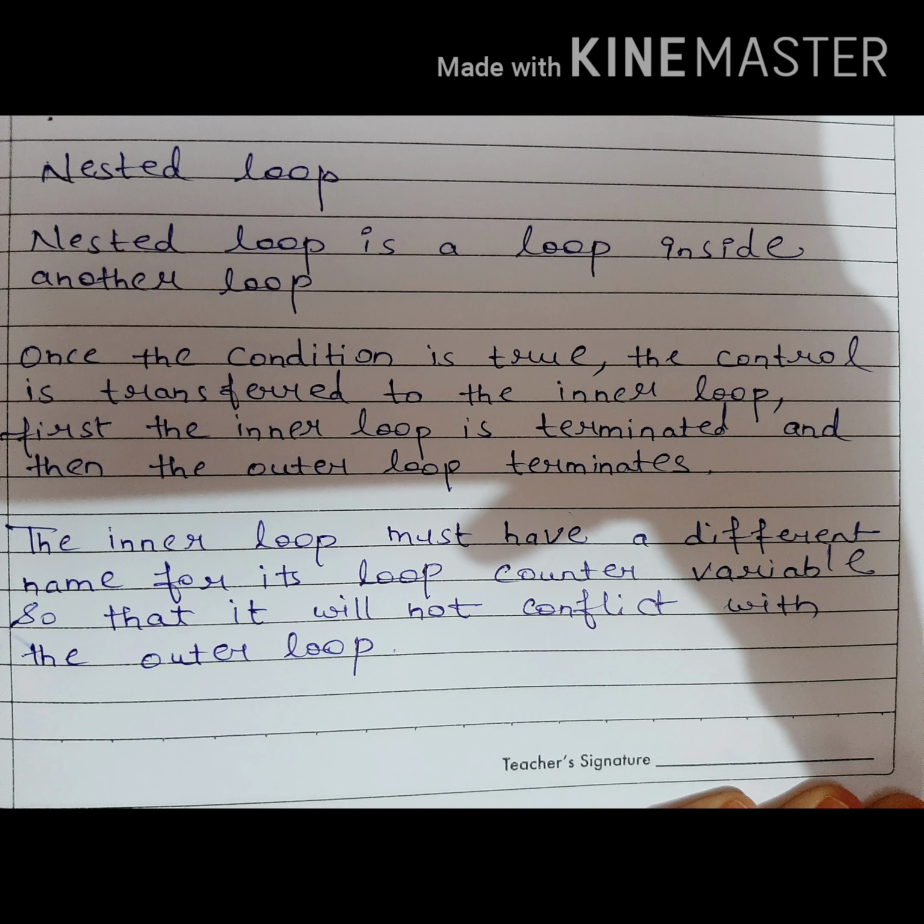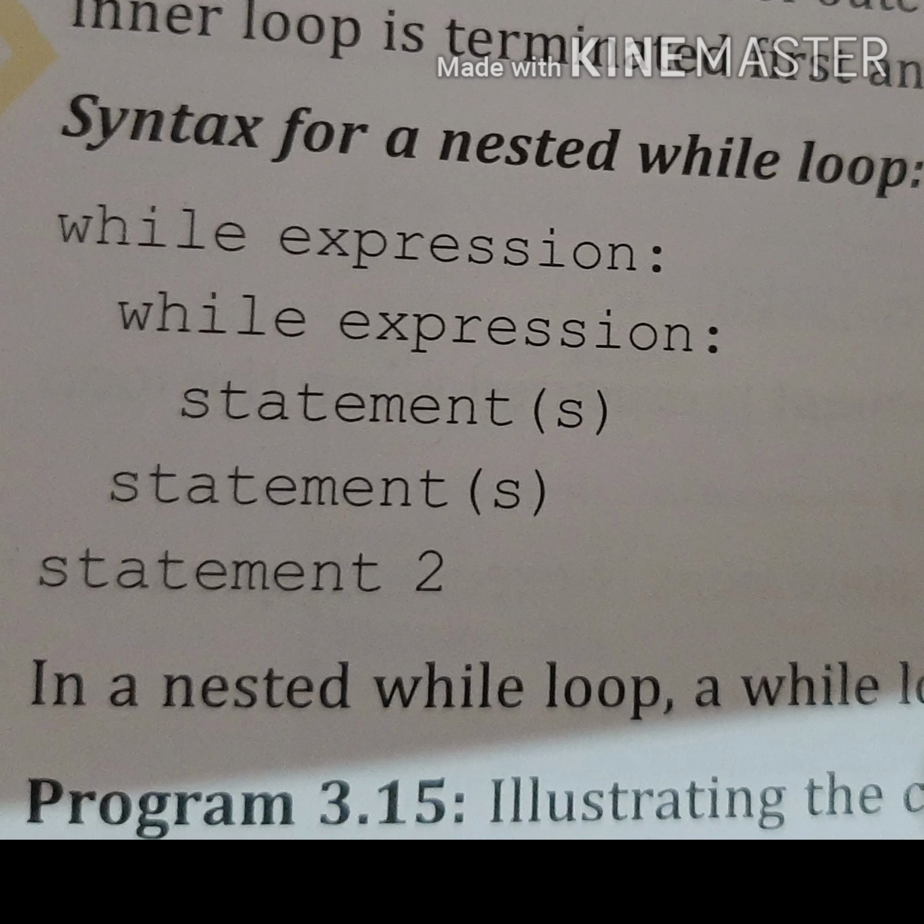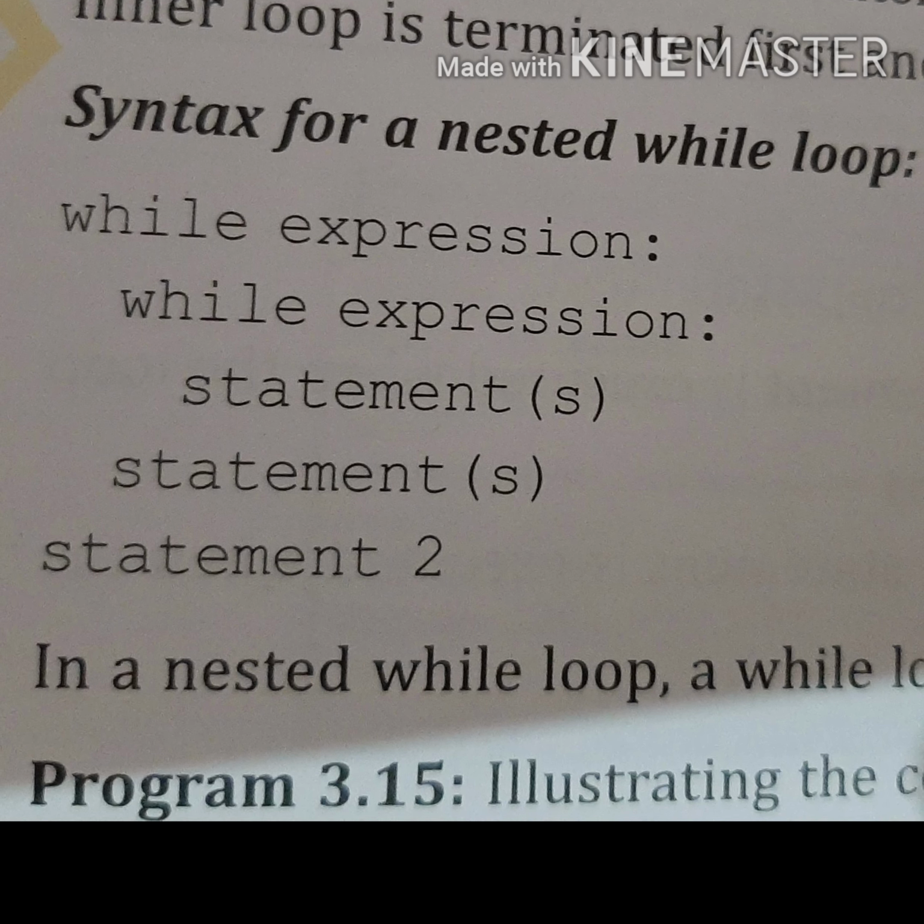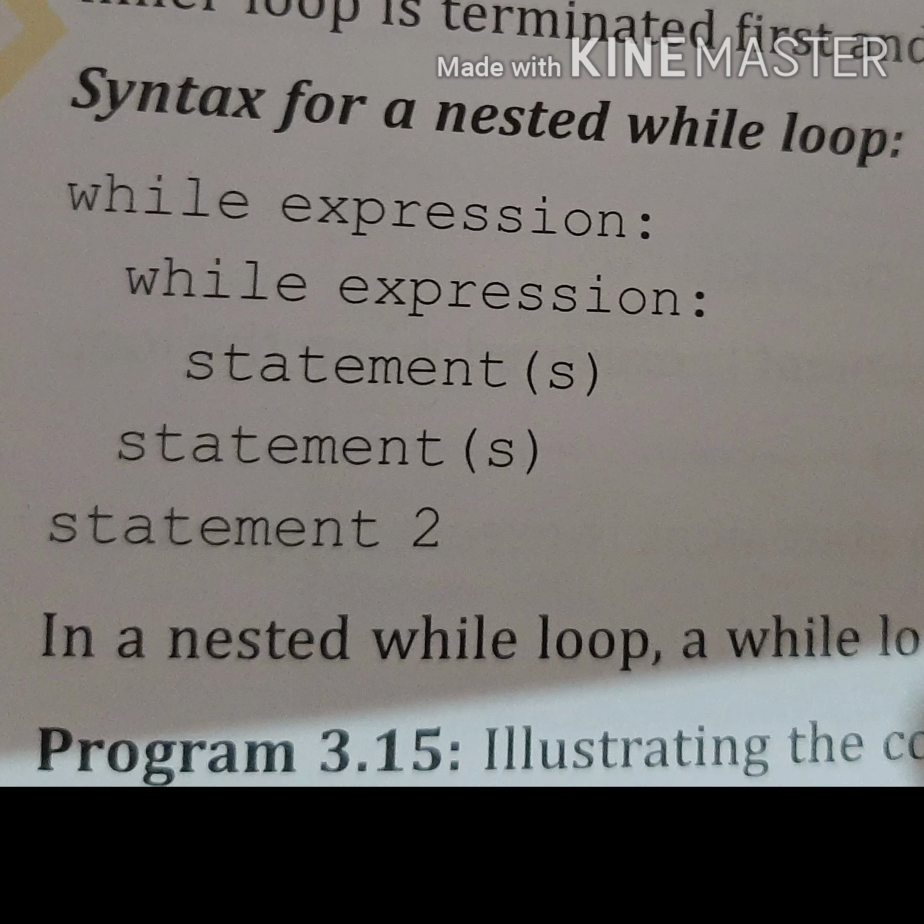Nested loop. A nested loop is a loop inside another loop. Once the condition is true, the control is transferred to the inner loop. First, the inner loop is terminated and then the outer loop terminates. The inner loop must have a different name for its loop counter variable so that it will not conflict with the outer loop. Next, a nested while loop is shown above. A nested while loop: a while loop is defined inside another while loop.